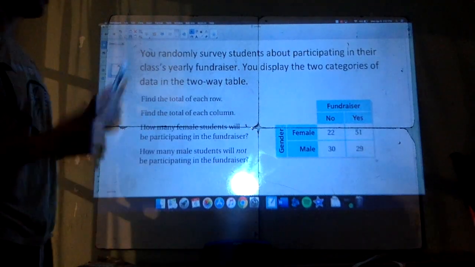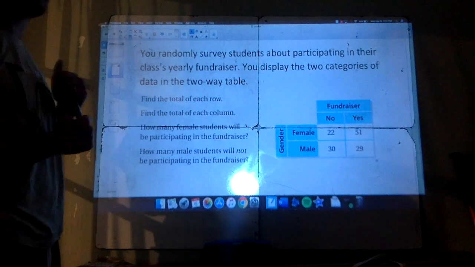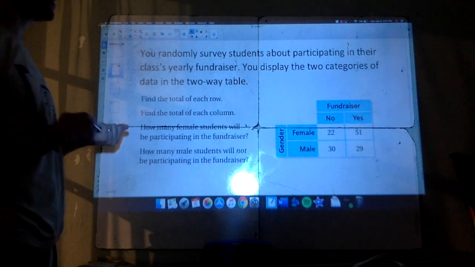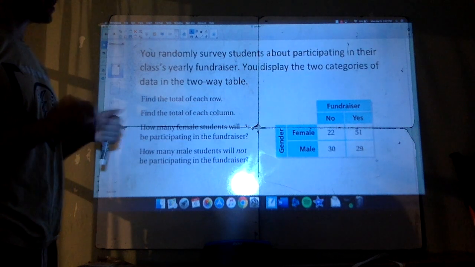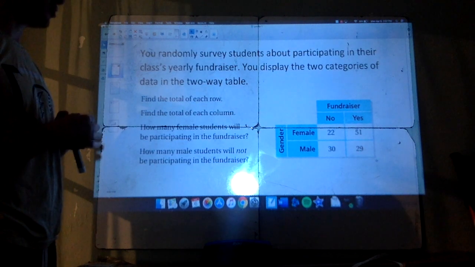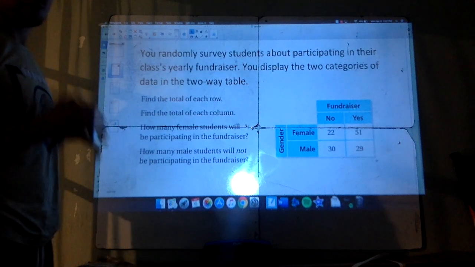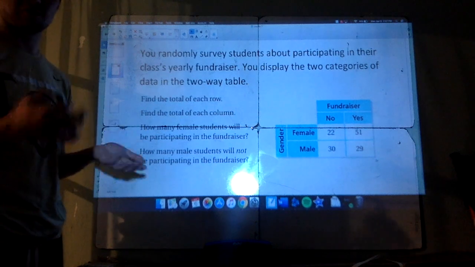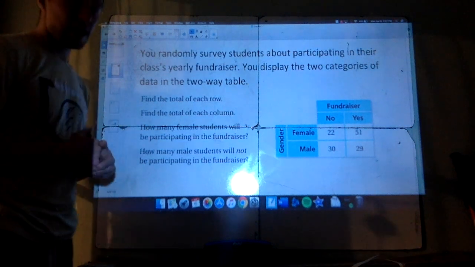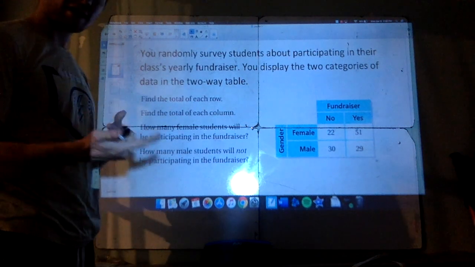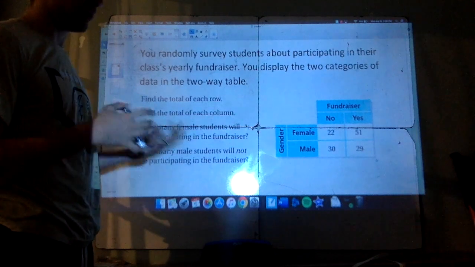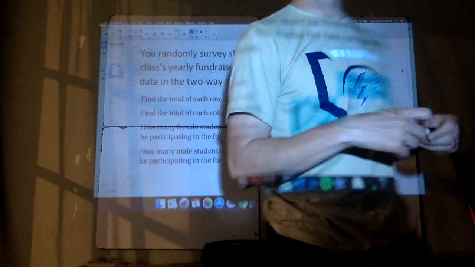You randomly survey students about participating in their class's yearly fundraiser. You display the two categories of data in the two-way table. So what you asked your classmates is, will you help in this year's fundraiser, or do you plan to participate? And they would say yes or no. And then the second question you ask them is, are you male or female? What do you identify as? And so we have our results here.